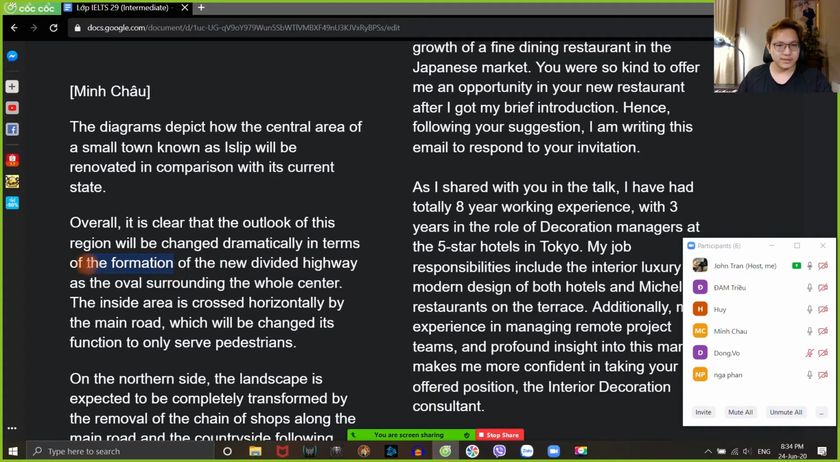The formation, very good. Of the new divided highways, của cái con đường cao tốc mà được chia cắt mới. Of the new divided highways. Bởi vì, as the oval surrounding the whole center. Như là, hay bởi vì? Như là cái khu vực trung tâm. As the oval shape, as the oval surrounding the whole center, the oval.